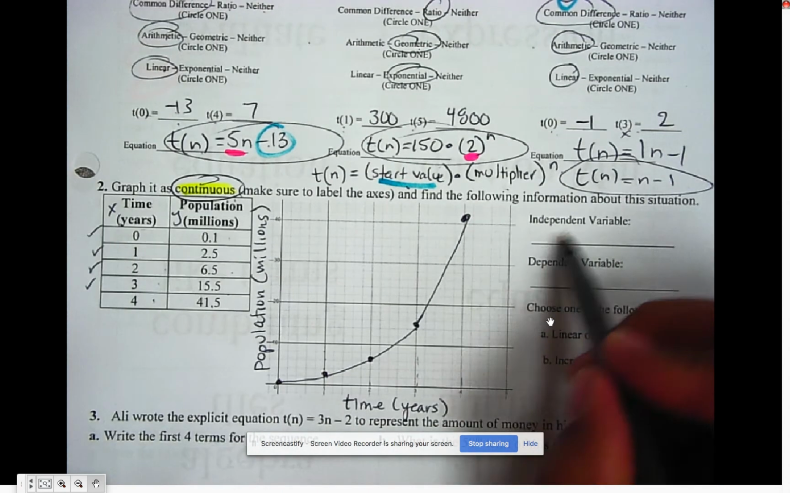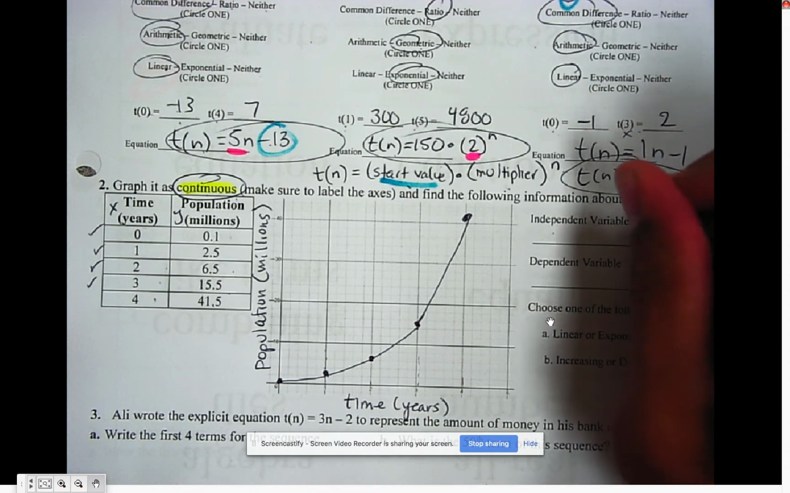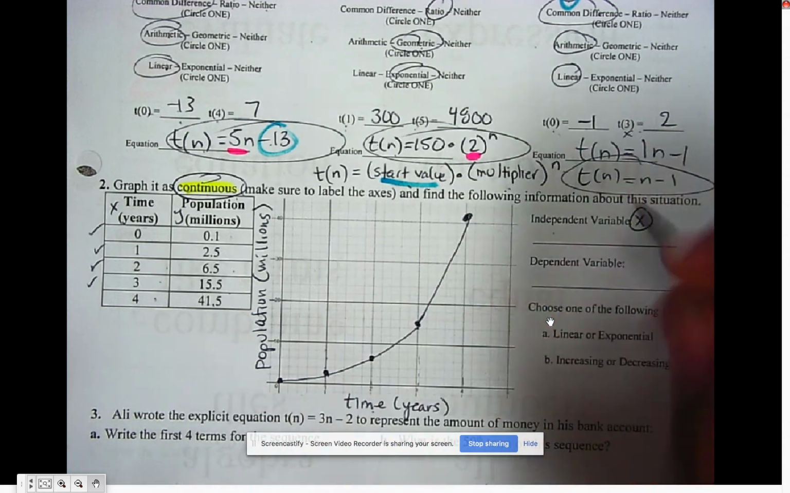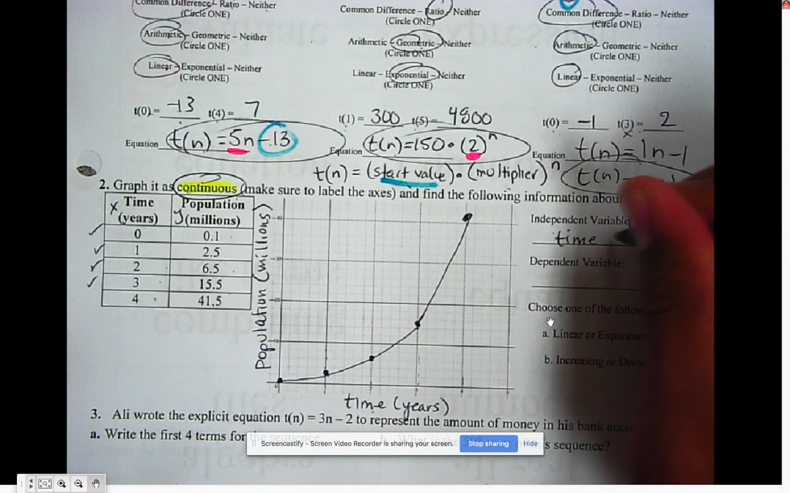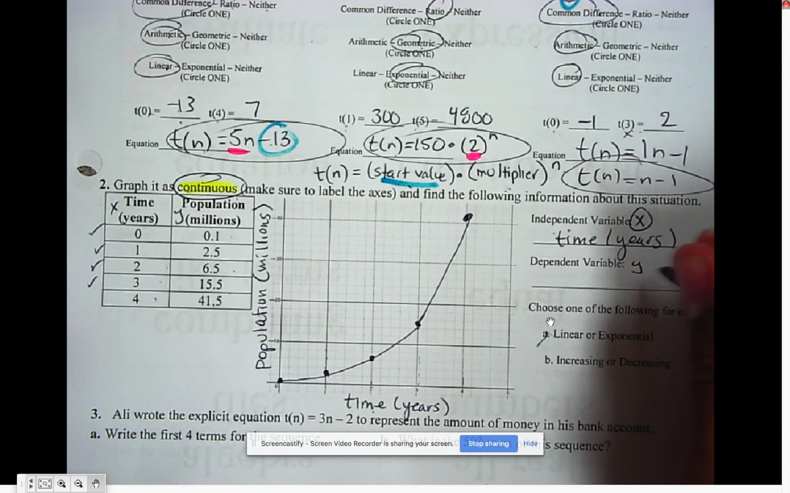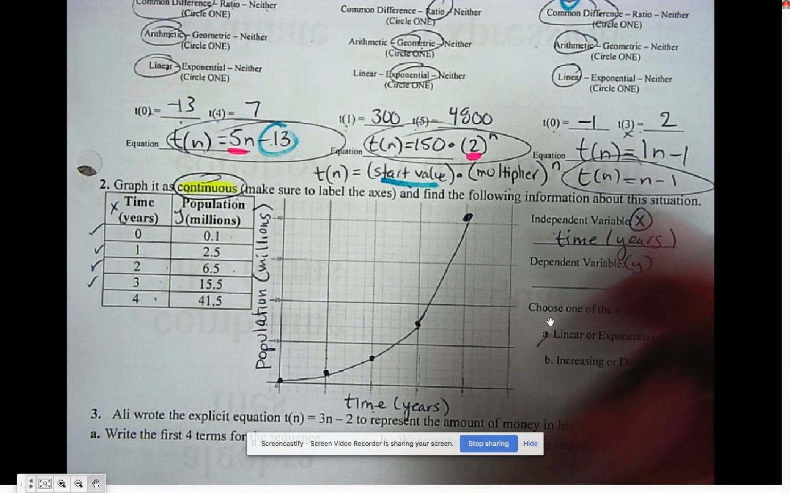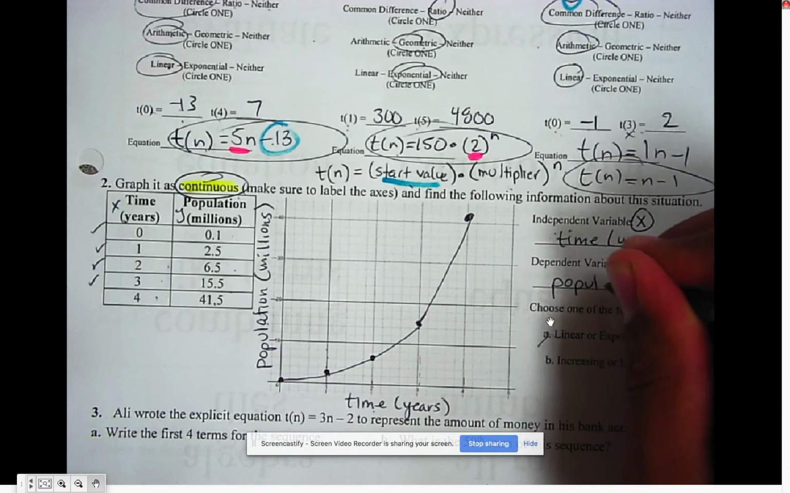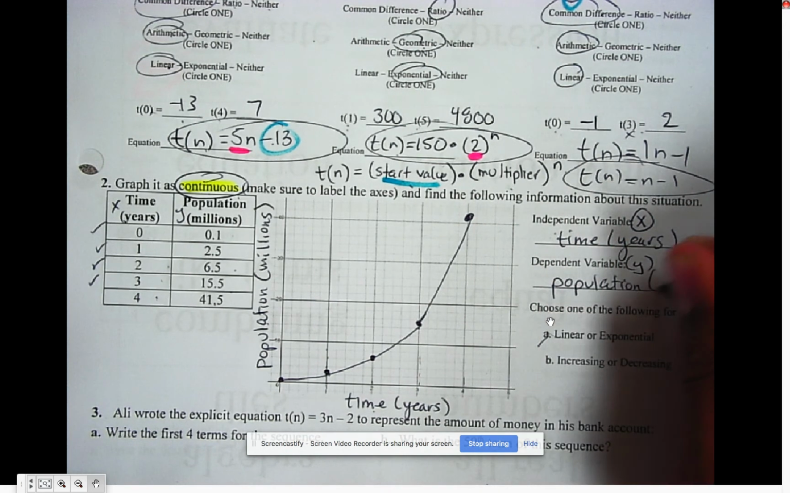All right, so now independent variable. Independent variable, always the x. So it's just your time in years in this case. And dependent variable, that's always the y. So that's going to be your population, and in this case, in millions.